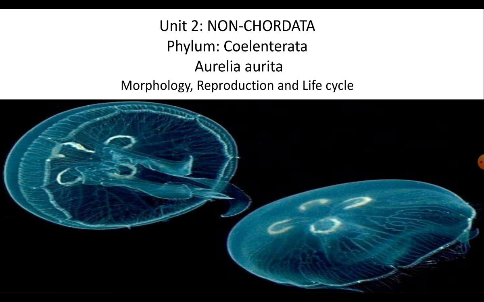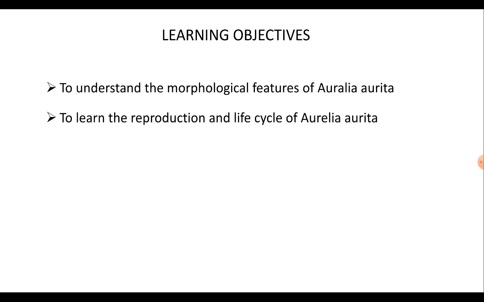Students, in this session, let us understand the morphological features as well as reproduction and life cycle of Aurelia aurita. The objectives of today's session are to understand and learn the external morphology and life history of Aurelia aurita.